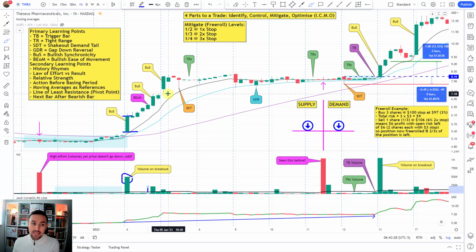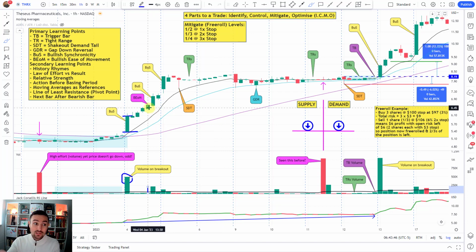So you'd like to see this collection of bullish synchronicity, bullish ease of movement bars, a nice strong rally that stays above those key moving averages. Now on this chart here, the black line is the 10 EMA, the blue line is the 21 EMA, and the purple line is the 50 SMA.